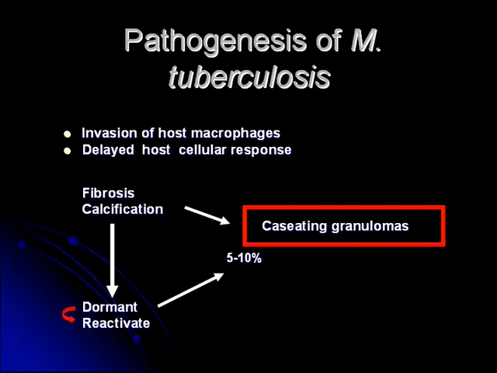These granulomas can either fibrose and calcify and remain dormant, or they can become caseating, which means they're producing purulent material, and there's ongoing infection and progressive destruction of tissue. So in most cases, these bugs get into the macrophages, they multiply, there's a cellular response, and the granuloma calcifies, and the bacteria remain dormant in these granulomas.